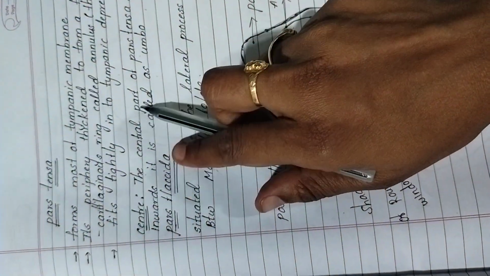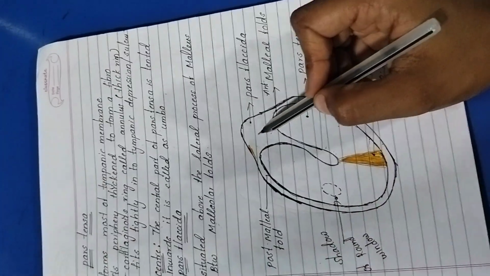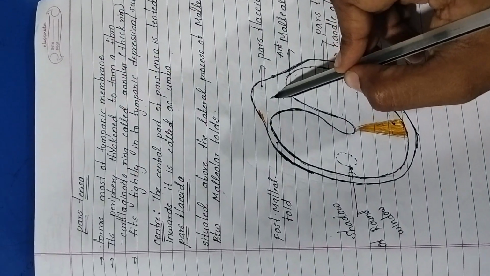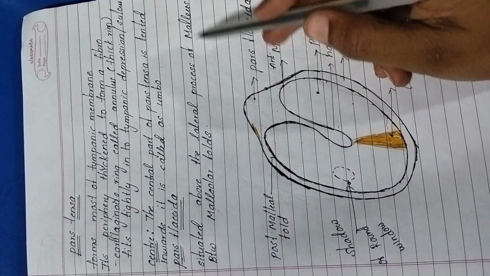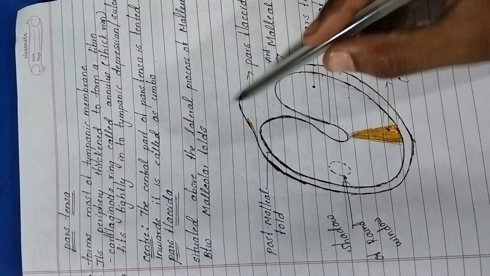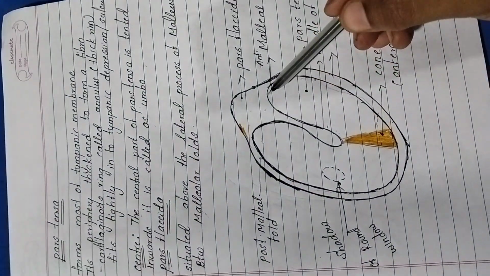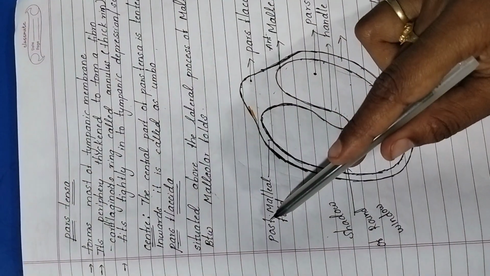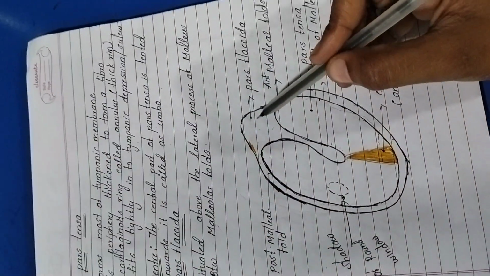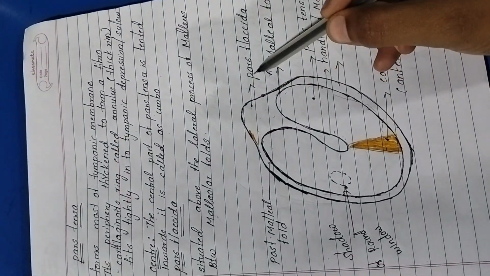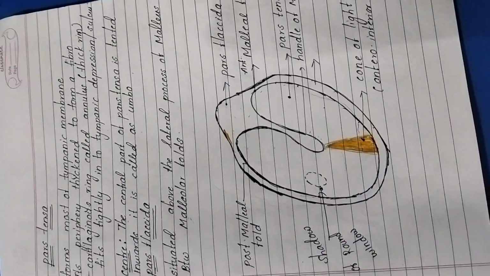Now coming to pars flaccida. This is known as pars flaccida and it is situated above the lateral process of malleus and between the malleolar folds. See, these are the malleolar folds. This is the posterior malleolar fold and this is the anterior malleolar fold and this is our pars flaccida, also known as Shrapnell's membrane.